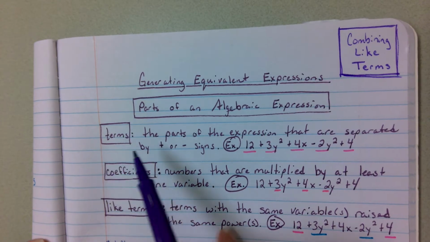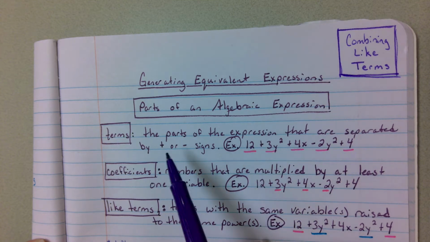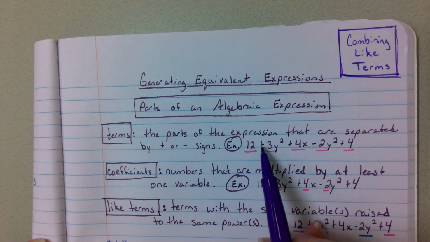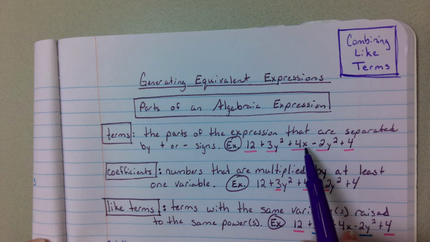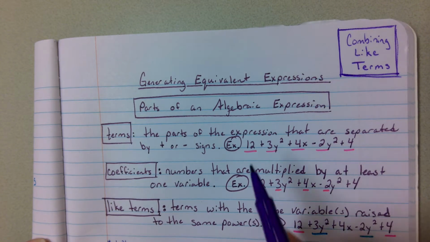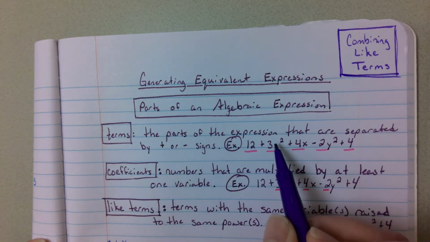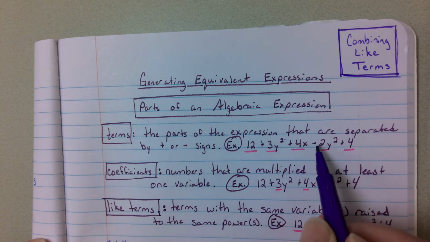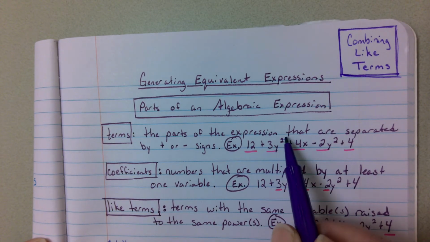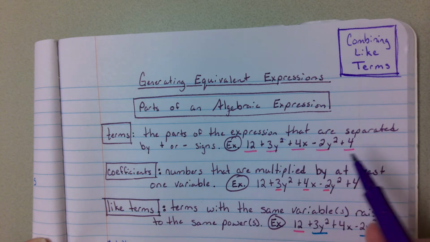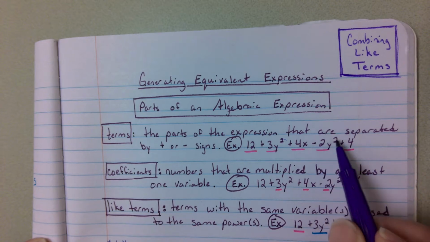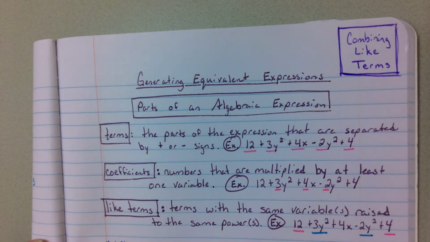So terms, that is your parts of the expression that are separated by addition or subtraction signs. So for example, in this 12 plus 3y squared plus 4x minus 2y squared plus 4, each of these parts in between our operations of addition and subtraction is a term. 12 is a term. 3y squared, that's a term. 4x is a term. 2y squared is a term, and 4 is a term.